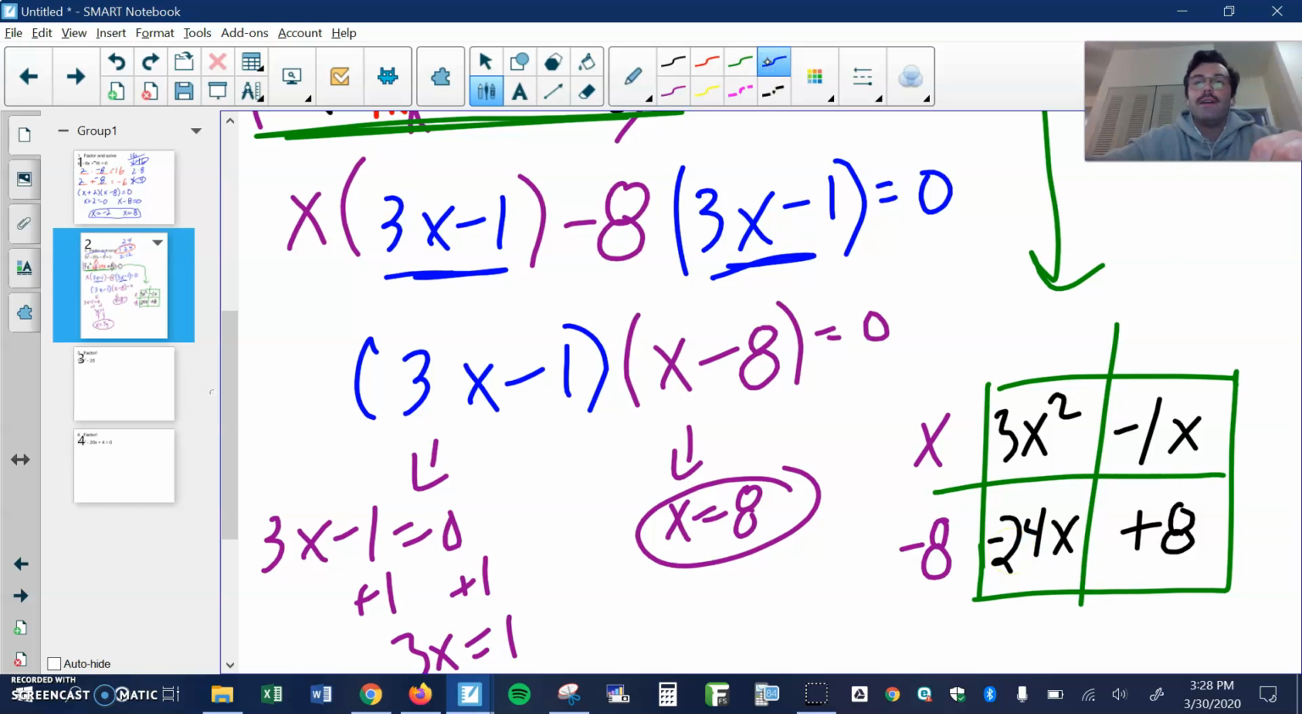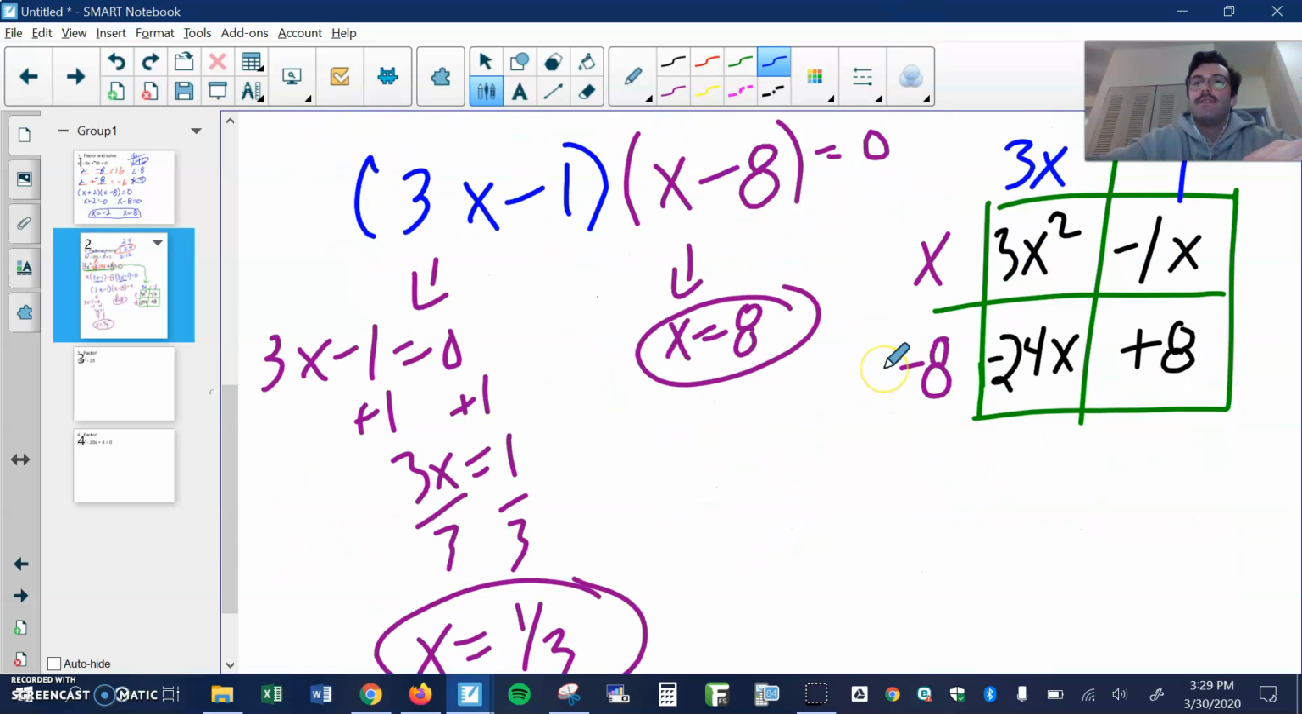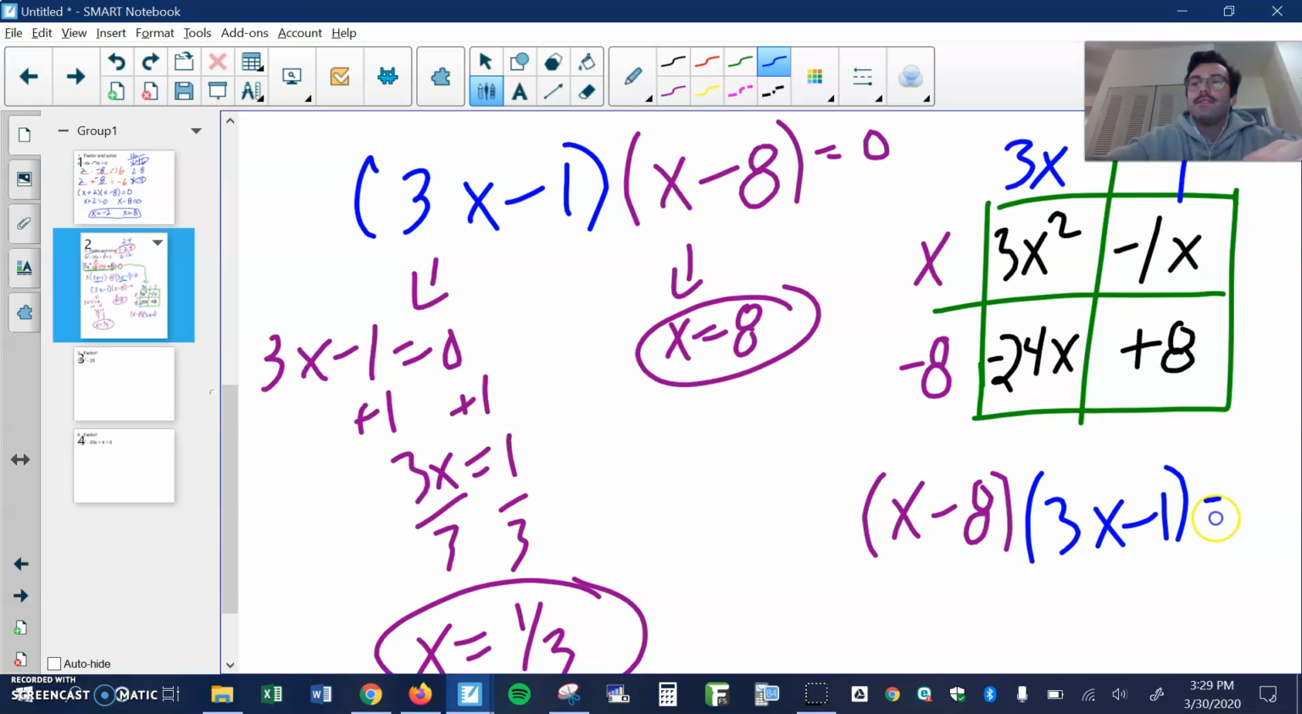The greatest common factor between 3 and 24 is 3, and then I can take out 1. The GCF here is negative 1 since my first term is negative. And then from there, I get x minus 8 and 3x minus 1, and that's equal to 0.